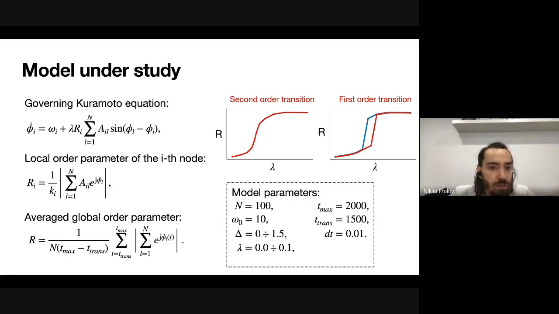So we have considered the Kuramoto equation, which is given on this slide, where the coupling term is multiplied by the local order parameter, which characterizes the coherence of the local population around the i-th node.